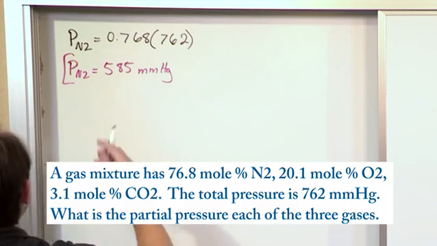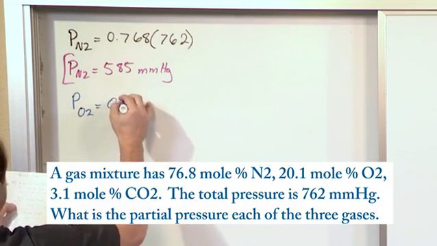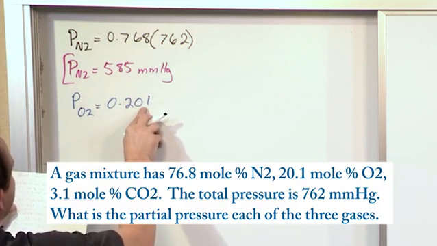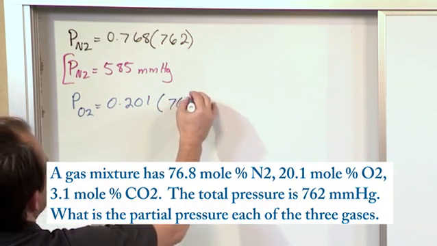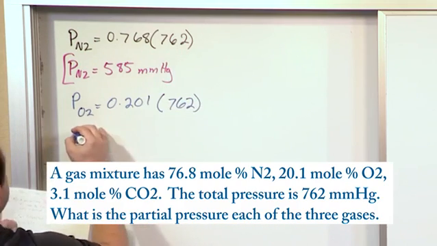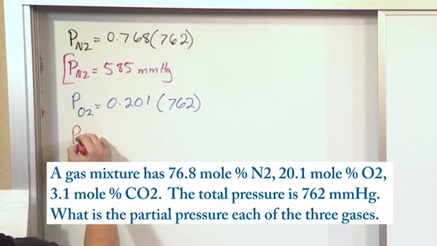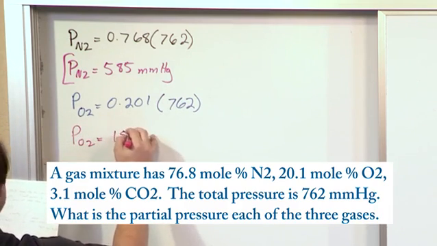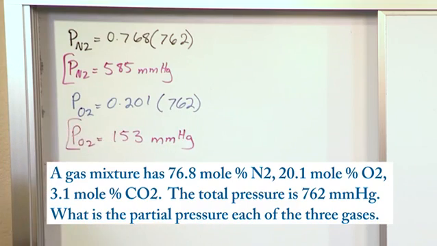The other guys follow exactly the same. The pressure of the oxygen in the system, 0.201, this comes from 20.1%, we move the decimal 2 spots, times the same 762 millimeters of mercury. So the partial pressure of the oxygen is 153 millimeters of mercury. And this is the partial pressure there.